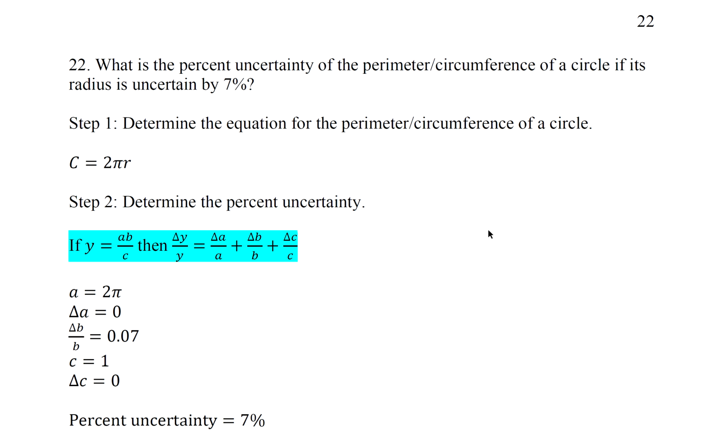Question 22, what is the percent uncertainty of the perimeter or circumference of a circle if its radius is uncertain by 7%? So take a look at that equation. Circumference is 2 pi r. Well, 2 pi is not a variable. 2 pi stays the same forever, so there's no uncertainty in 2 pi. The uncertainty in 2 pi is 0. So the percent uncertainty in the circumference is 7%, just like its radius.